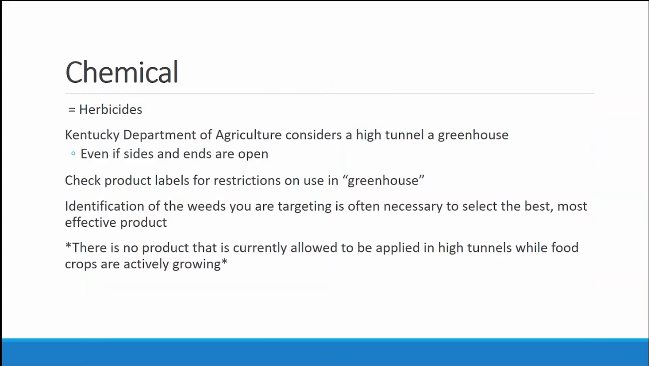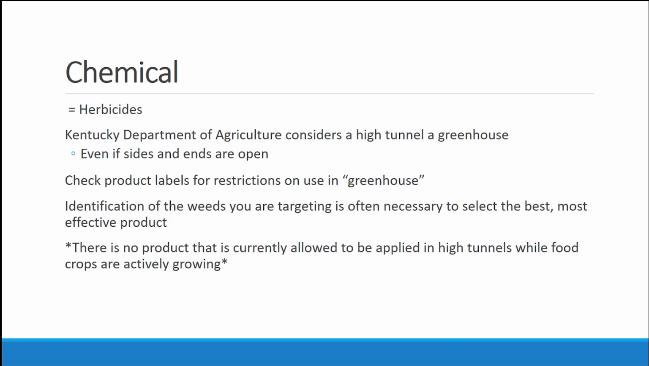So chemical is another option, right? And what I mean by that, obviously, is herbicides. The Kentucky Department of Agriculture considers a high tunnel a greenhouse from the perspective of pesticide applications. So even if the sides and the ends are open, the high tunnel is a greenhouse, and you should read your product labels accordingly. Check the product labels for restrictions on the use of a product in greenhouse, right? Read the label all the way through, and look for that word, right?